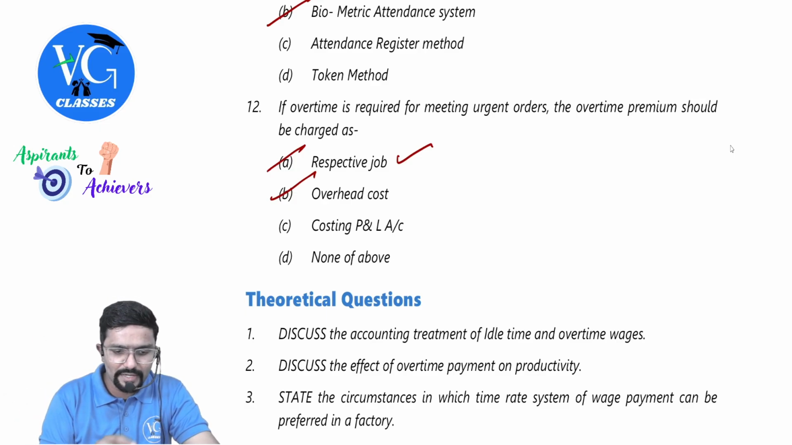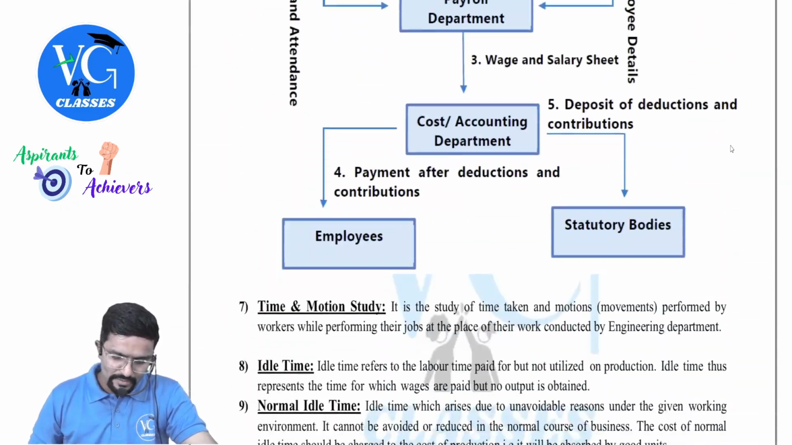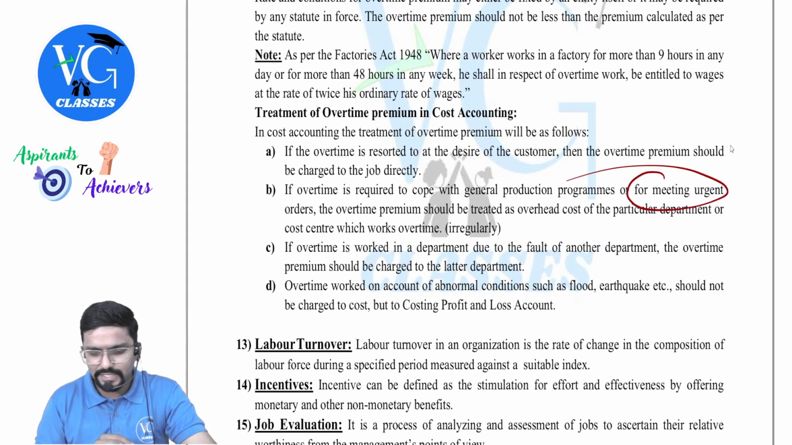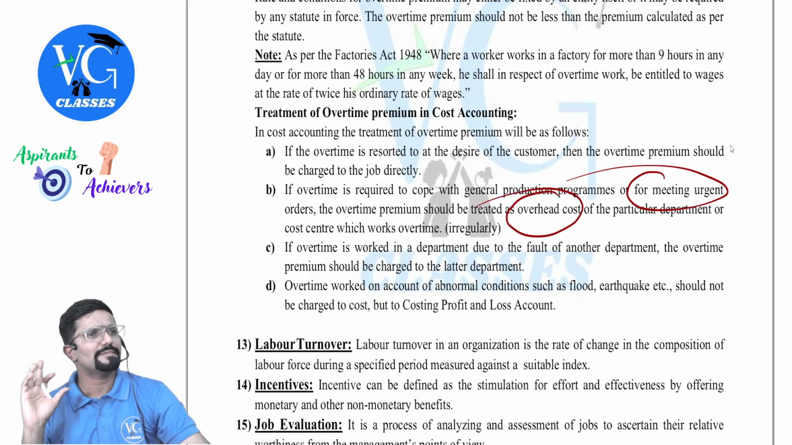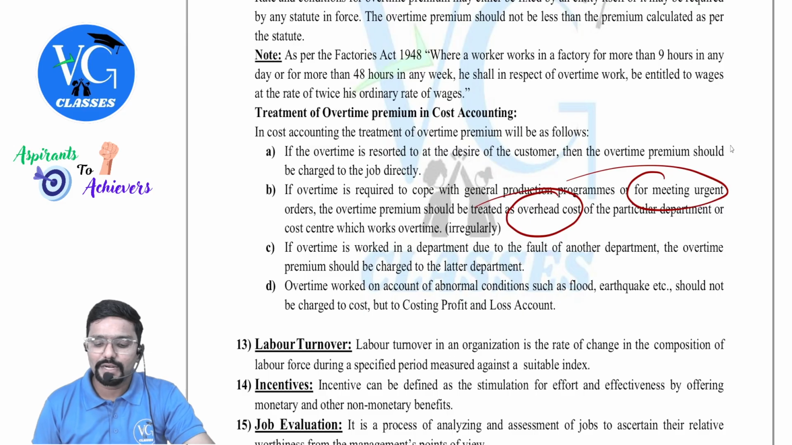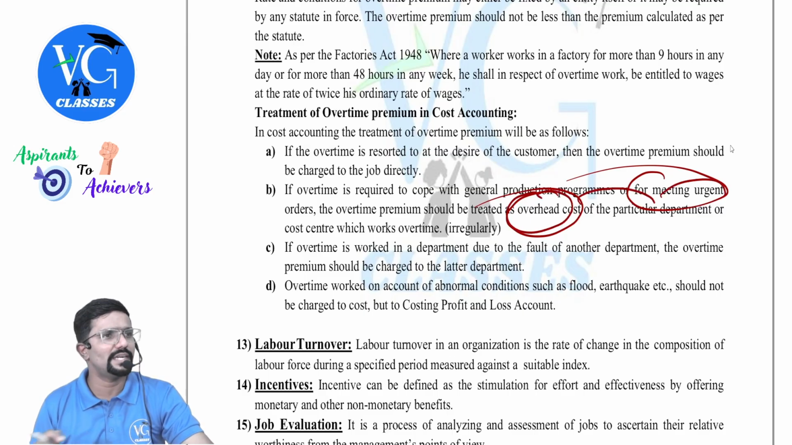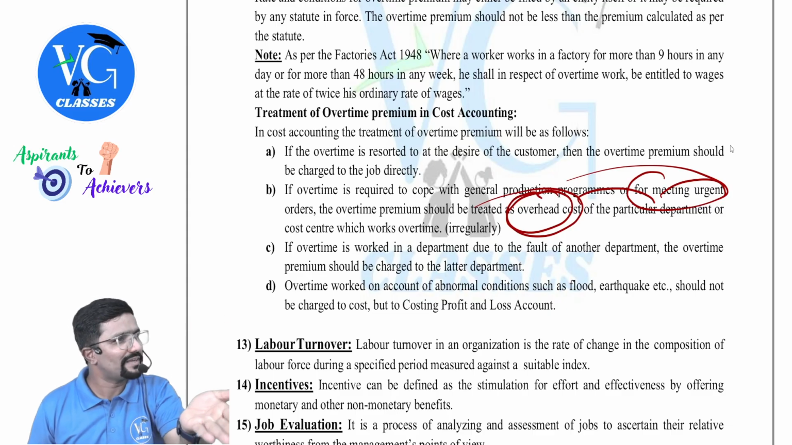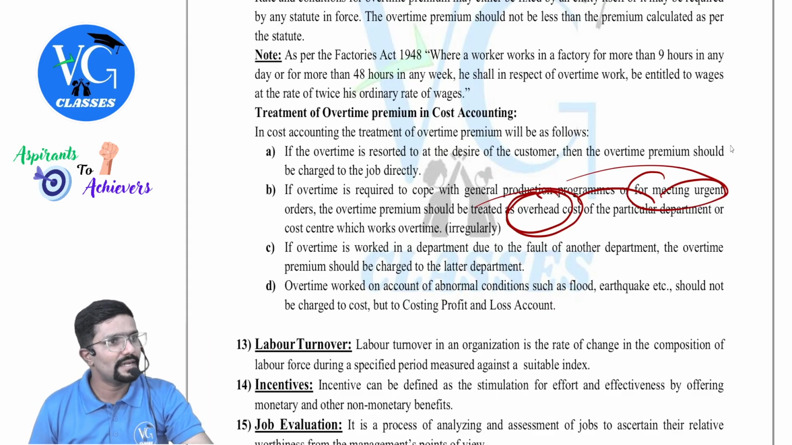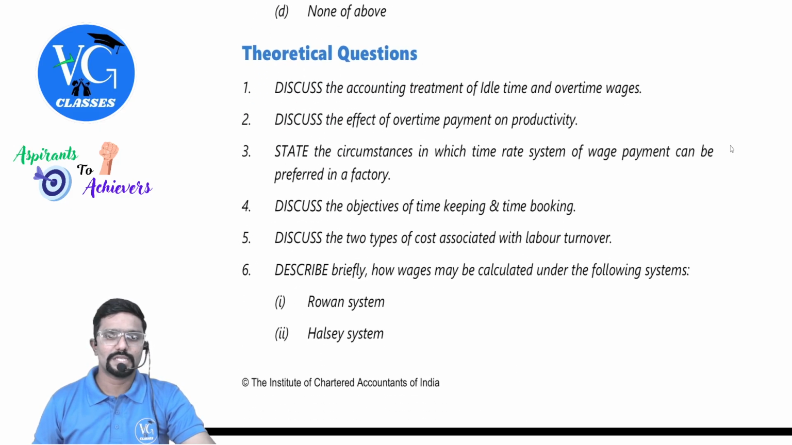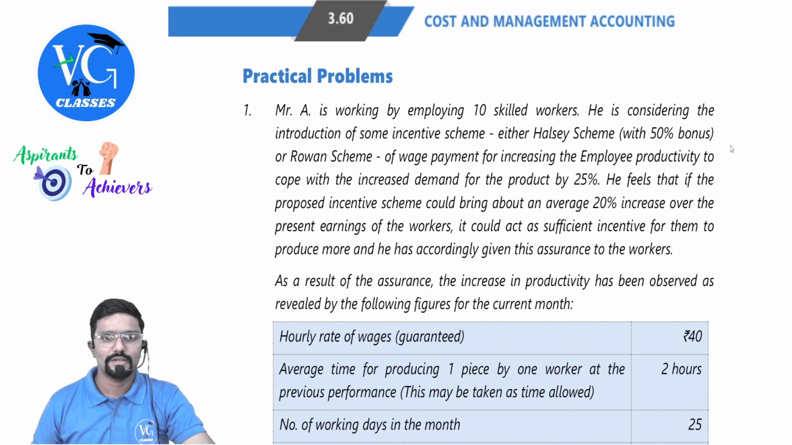Yes. Even in my concept book, you can see urgent orders. So for meeting urgent orders, sir, what do we treat the overtime premium as? Overhead cost. As per the ICAI suggested answer, they have given it as respective job. Why, sir? First we will treat the overtime premium as an overhead cost of a job. Then ultimately it is a cost of a job only, na? Yes, sir. So both are correct here, respective job or overhead cost. Theoretical questions, you guys can just go through.